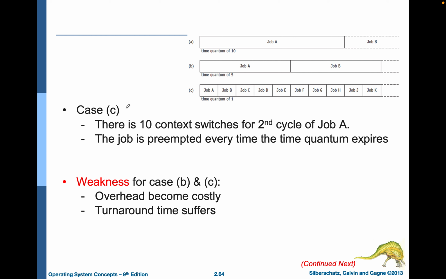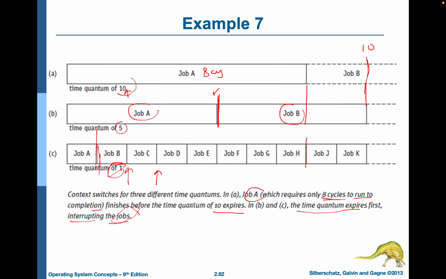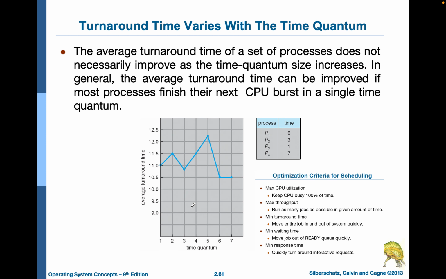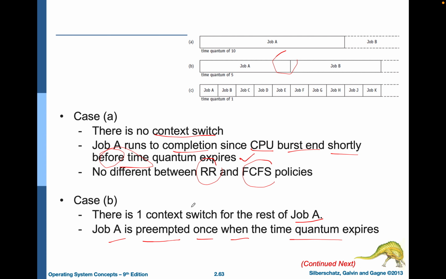And for case C, you can see there are 10 context switches for the second cycle of job A. The job is preempted every time the quantum expired because you have the quantum of 1. So there is a disadvantage for B and C when you are having an overhead becoming costly and turnaround time suffers. So that is the effect the time quantum can give for the process.